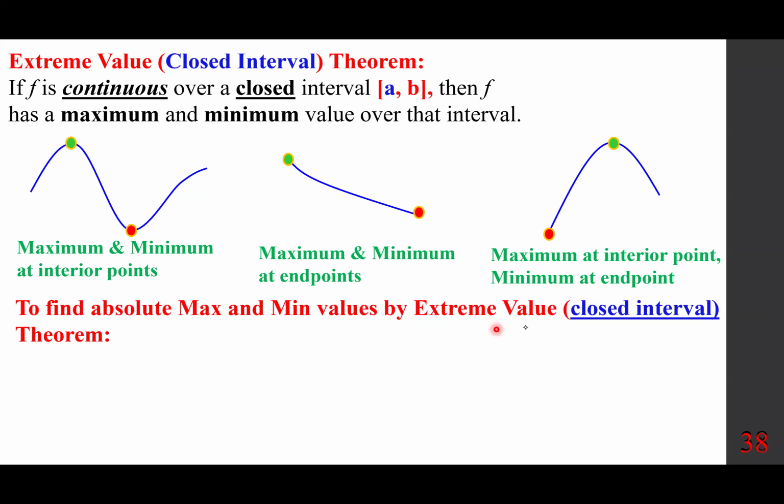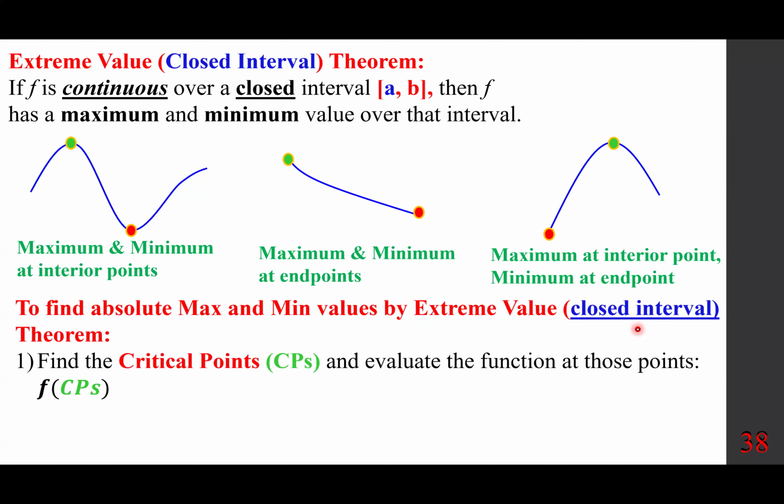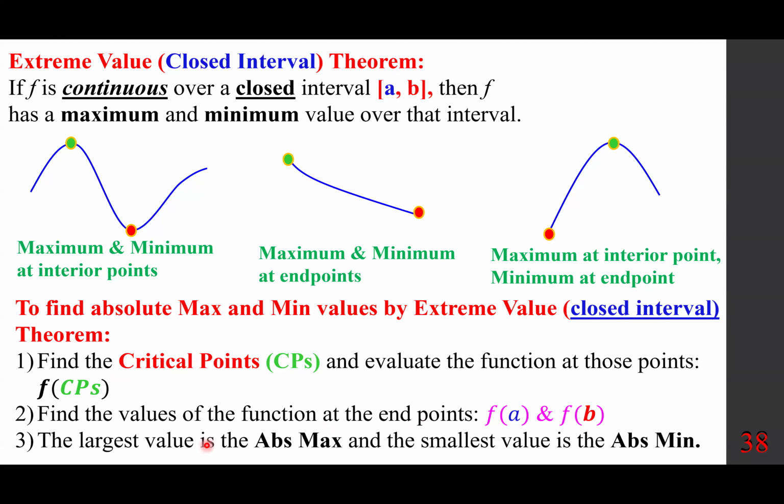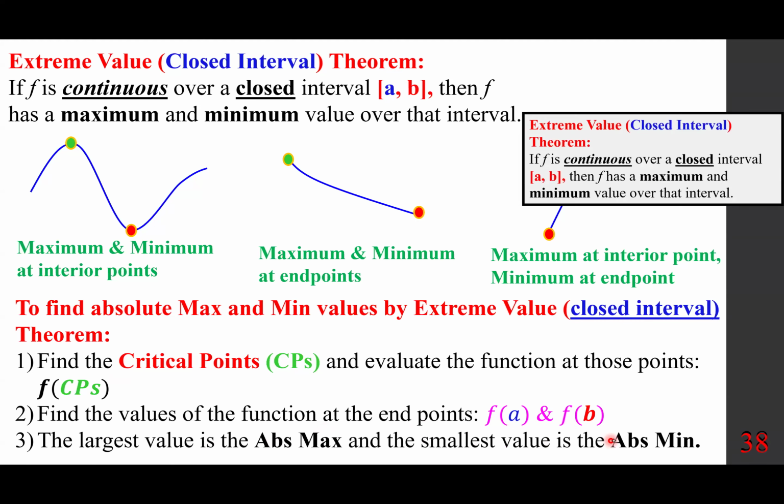So to find absolute max and min by the extreme value theorem, also called closed interval theorem, number one, find the critical points and evaluate the function at those points, f of all those critical points. Number two, find the values of the function at the endpoints, f of a and f of b. In other words, evaluate the function at the two endpoints and at every critical point in between. The largest value is the absolute max and the smallest value is the absolute min. Let's look at a couple of simple examples.